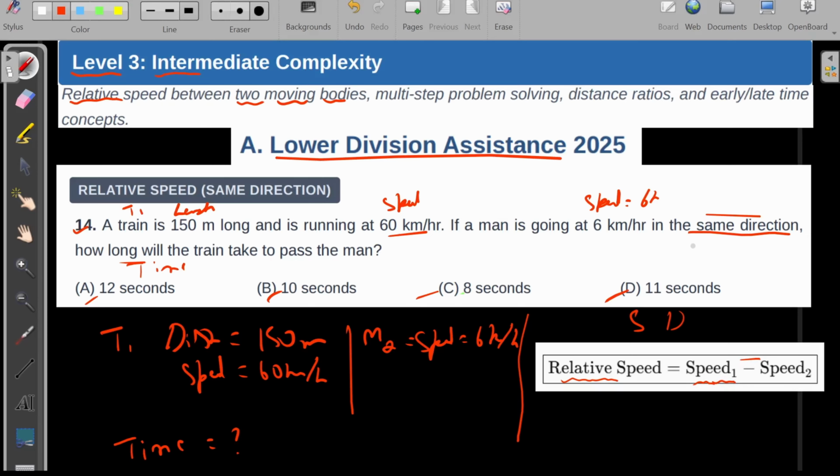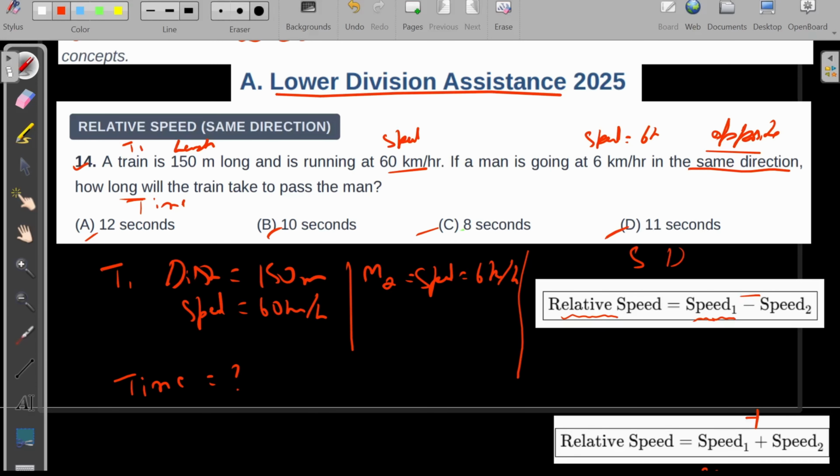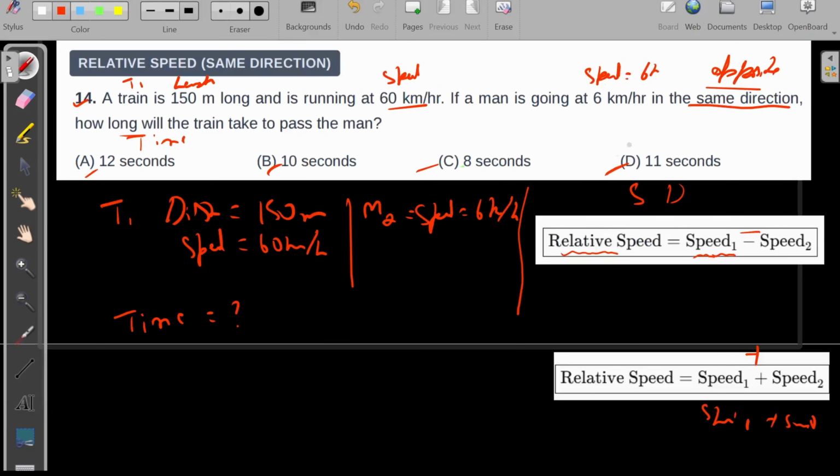But if they are moving in the opposite direction, let me write here, if the question asks if they're moving in the opposite direction, then we will add those values or add their speed. So speed 1 plus speed 2. But in this case, on the question, the two objects are moving in the same direction, so we'll use this formula, which is relative speed equal speed 1 minus speed 2.